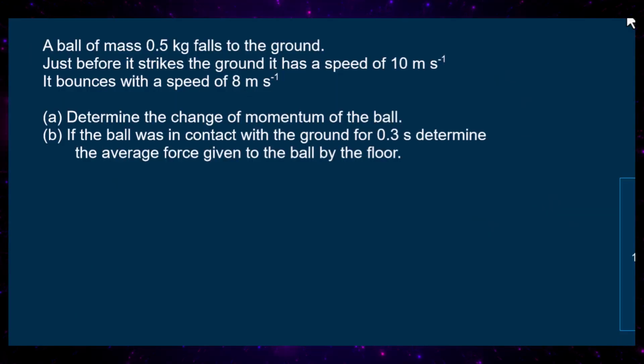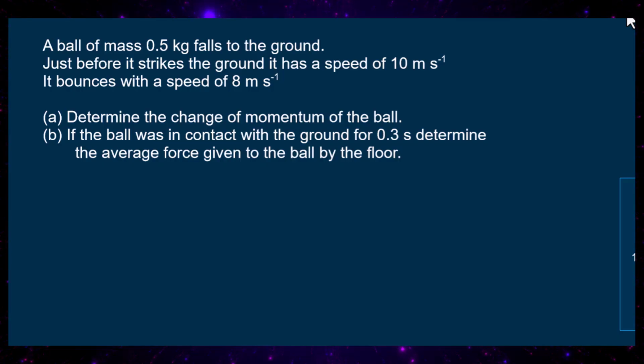Here is a problem about change of momentum leading on to impulse and force. A ball of mass 0.5 kilograms falls to the ground, and just before it strikes the ground it has a speed of 10 meters per second. It bounces with a speed of 8 meters per second.